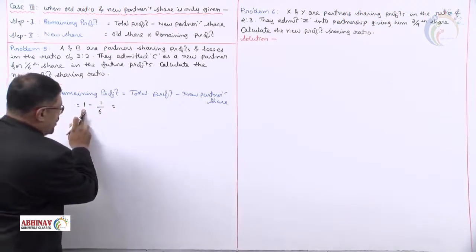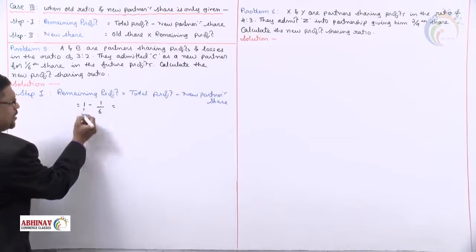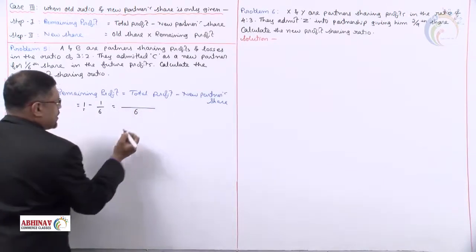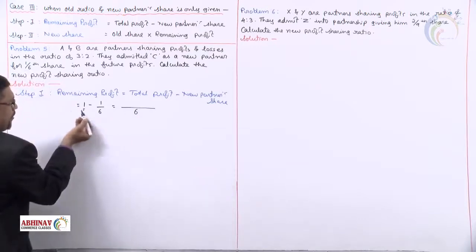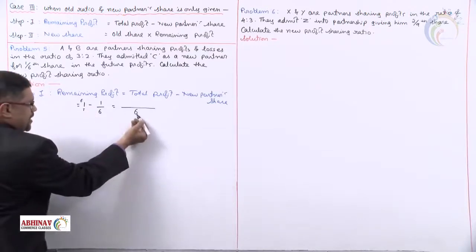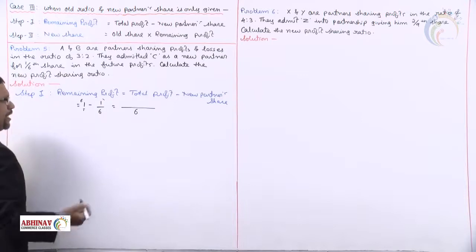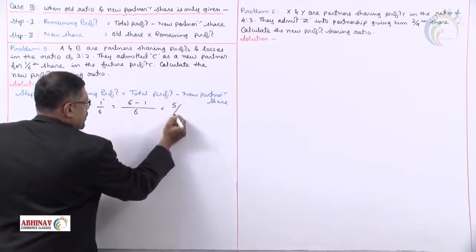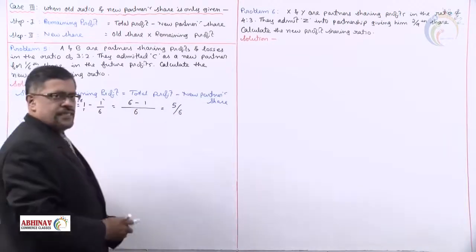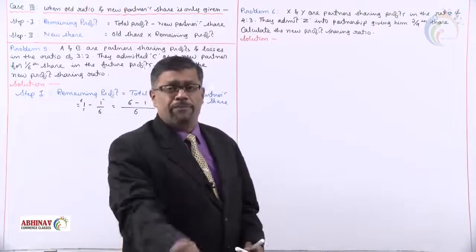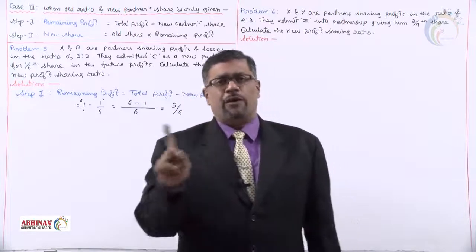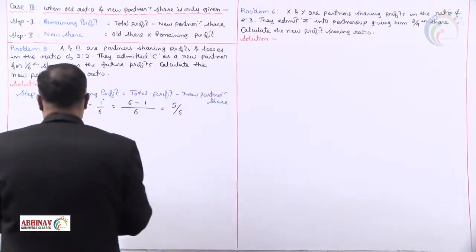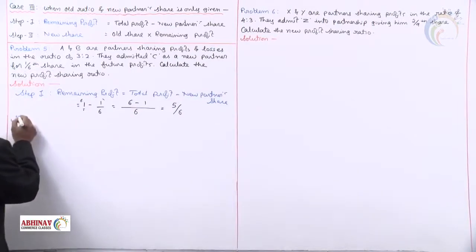Here there is no denominator, so that is nothing but 1. The LCM here will be 6. 6 divided by 1, we multiply this by 6. 6 divided by 6, we multiply this by 1. So what we get is 6 minus 1, 5 upon 6. That is the remaining profit, which we distribute among the old partners in their ratio. That is our step 2 to find out the new share.